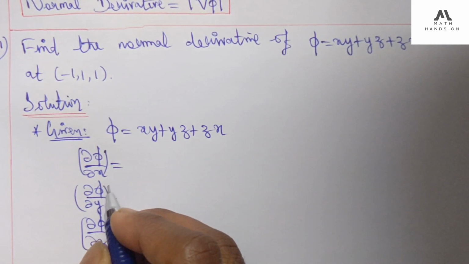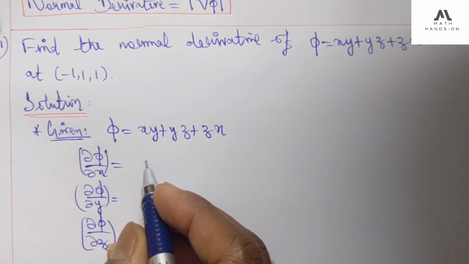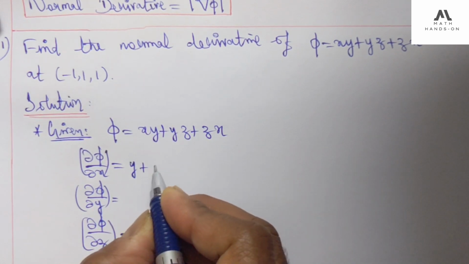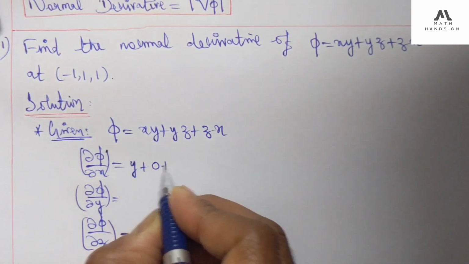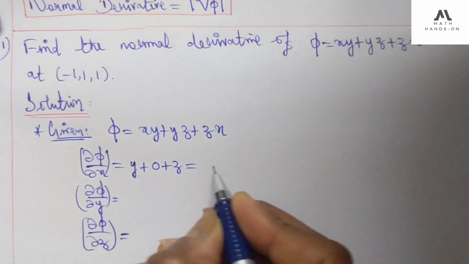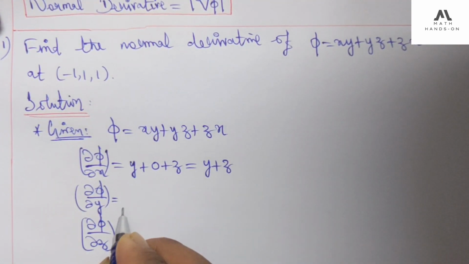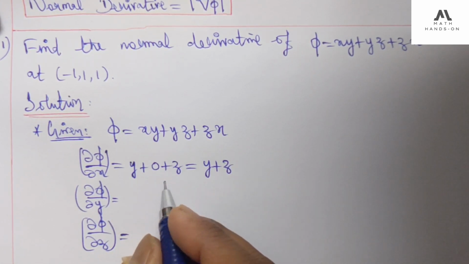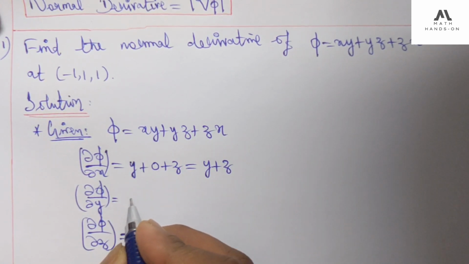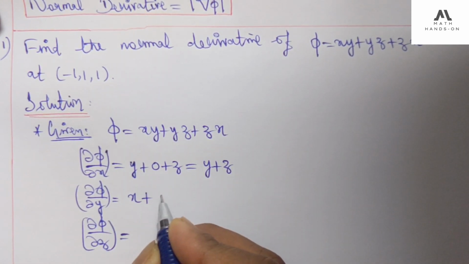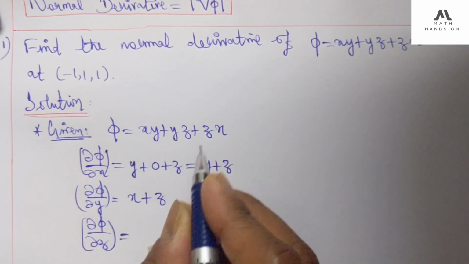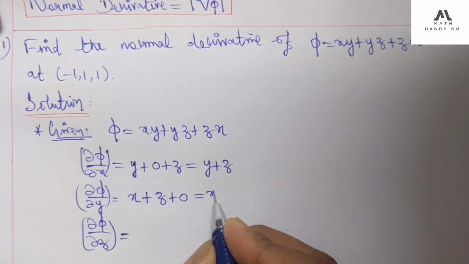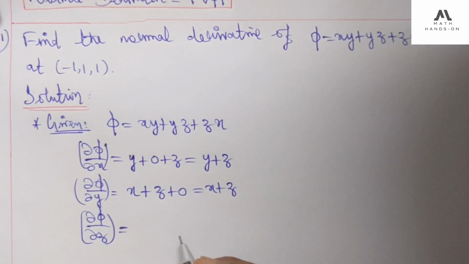For dou phi by dou x, with respect to x differentiation, treat y and z as constants. So xy differentiated with respect to x is y, the second term yz gives 0, and the third term zx differentiated is z, which implies you get y plus z. For dou phi by dou y, treat x and z as constants. The first term gives x, the second term yz gives z, and the third term zx is 0. The simplification is x plus z.